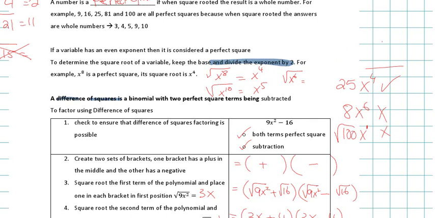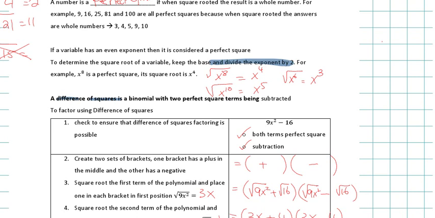Okay, so you know that it has to be an even exponent, right? And then when you square root it, you're going to have to remember you're dividing the exponent by 2. Are we okay with that? 2 divided by 2 would just be 1, and that's why I end up with just an x.